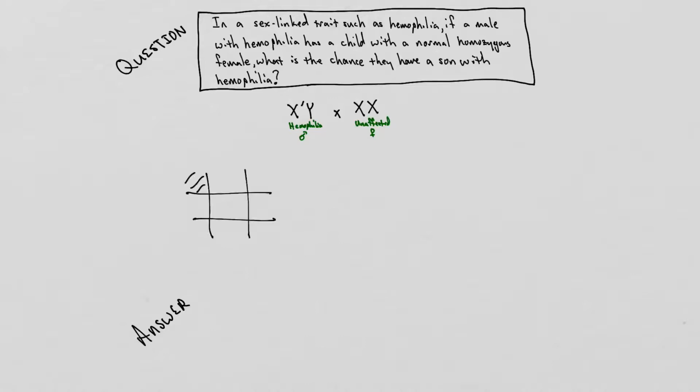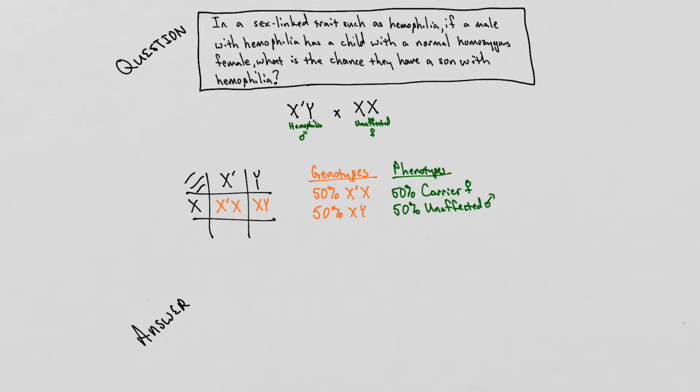All right, so next, if we draw our Punnett square, draw our grid, and fill in our possible gametes, notice we have the X prime and the Y from the male with hemophilia. That's all the kinds of gametes he can produce. We put our female there, but notice that we only have one type of gamete. She can only give an X, so we don't need to put anything down here in that extra one. That would just duplicate our efforts. Okay, if we go ahead and do the cross, you'll notice that our genotypes are 50% X prime X and 50% XY, and our phenotypes, we have 50% carrier female and 50% unaffected male.